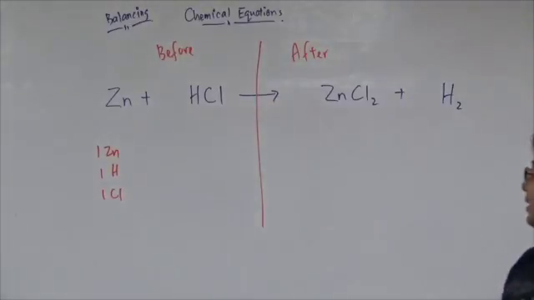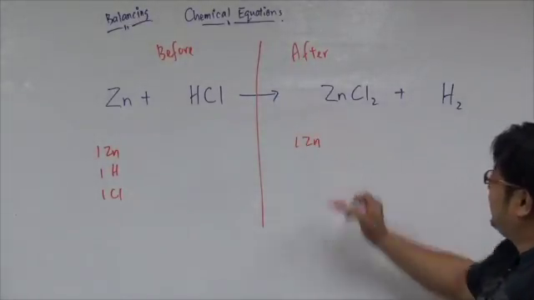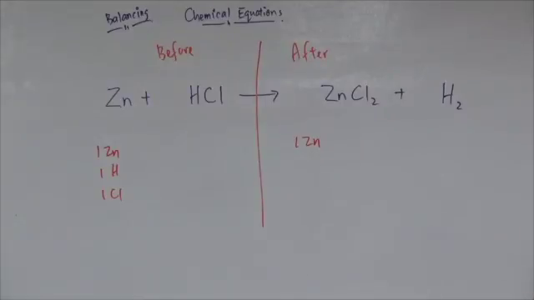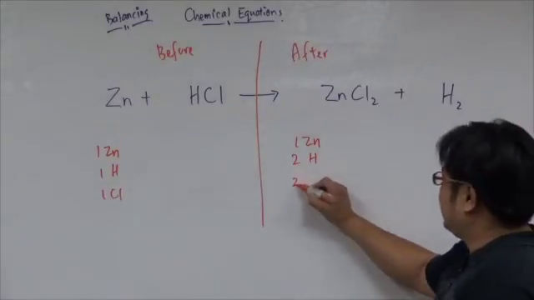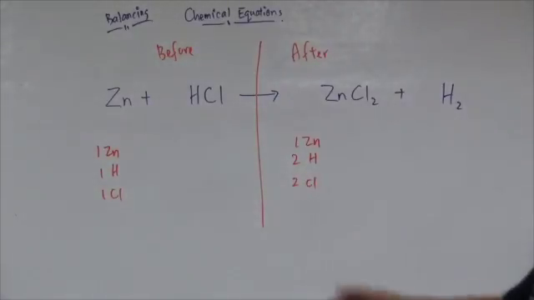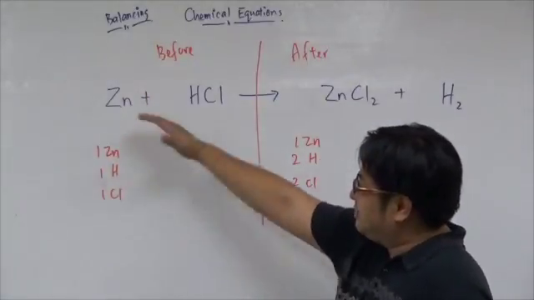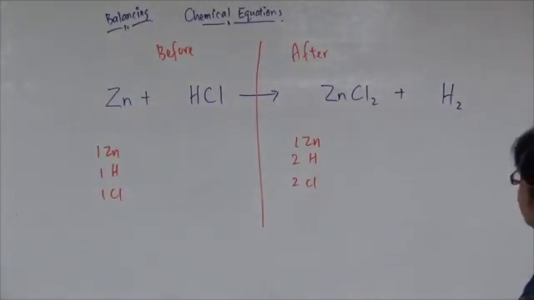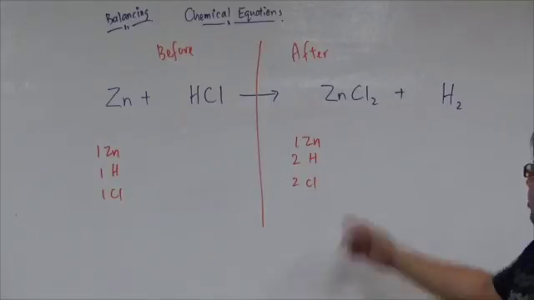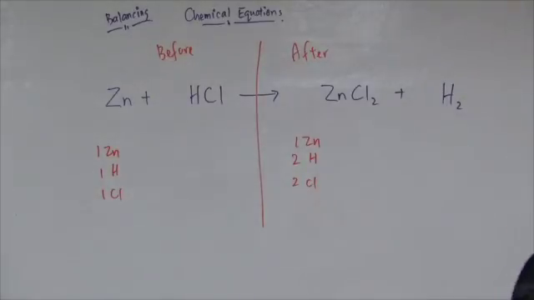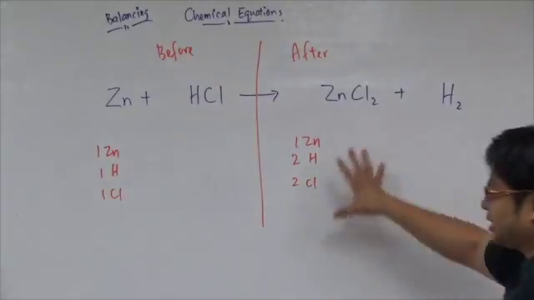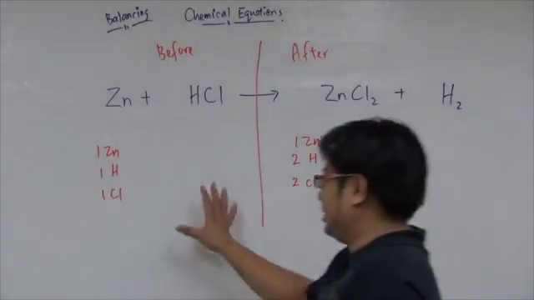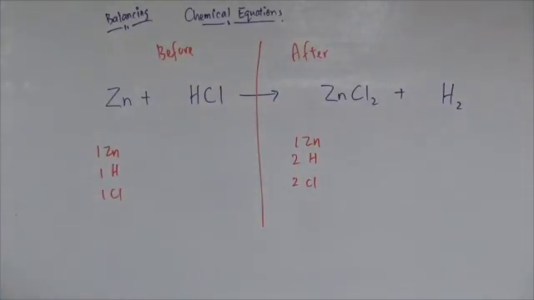After, how many zinc are there? One. How many H are there? Two. Very good. And how many Cl are there? Two. So my question is, is the total number of all these elements the same as here? No. Why? Because there's more H, and there's also more Cl. So how should you balance? Should you change the number here or here? The number as before. So how would you change the numbers here? Change H to 2 and then Cl to 2 also. Cannot.